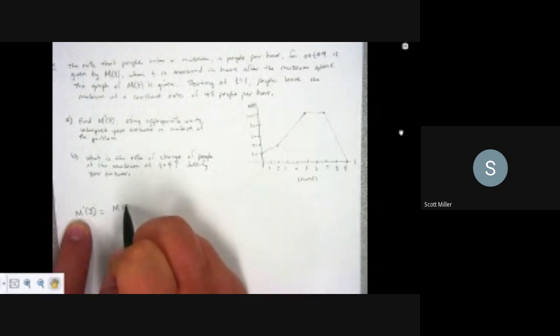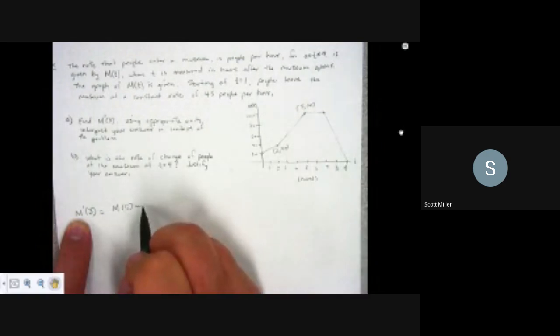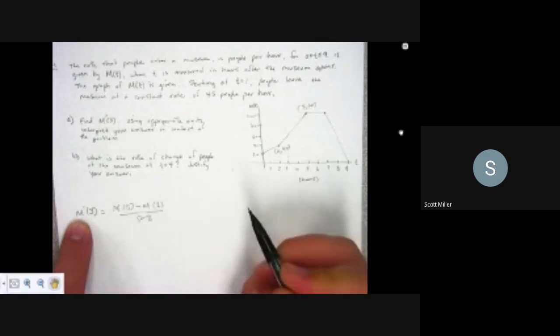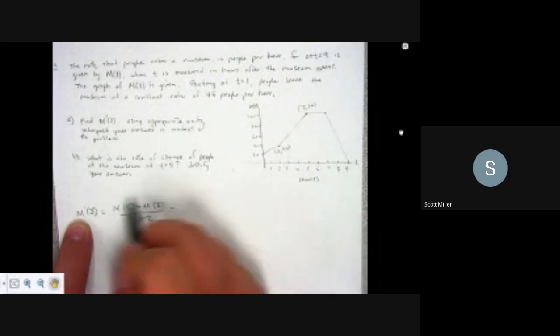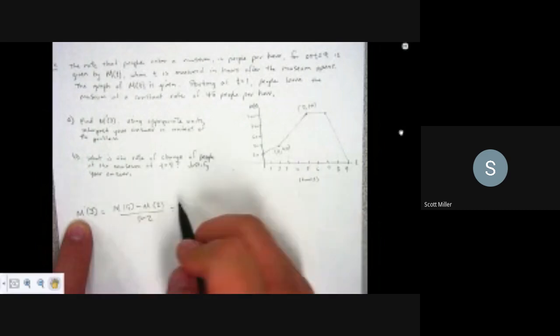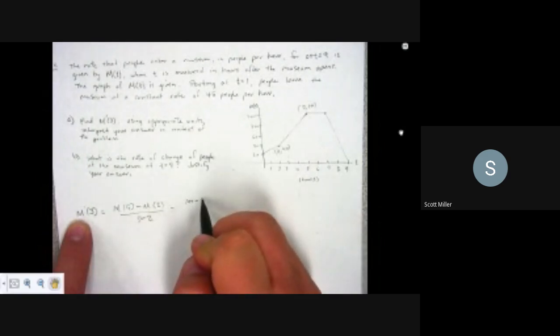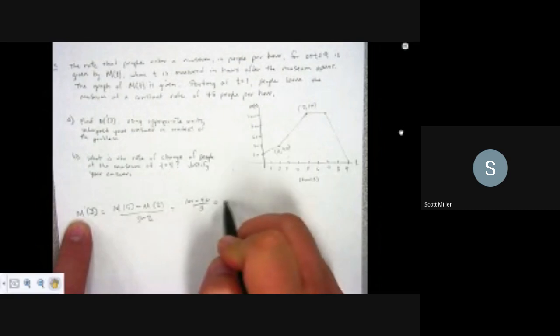So this is equal to M at 5, which is this point up here. This is 5 and 100. And this point right here, which is 2 and 40. So M at 5 minus M at 2 over 5 minus 2. And you work that out. Remember, always write that down. Then you can plug in the numbers for it. And then you can get your answer, which is 20.